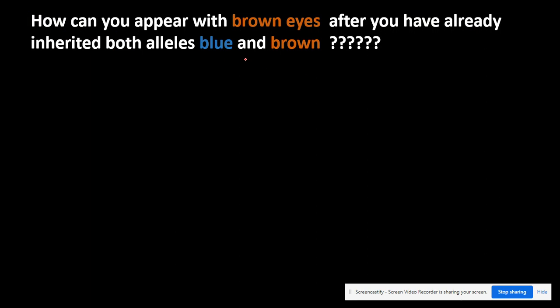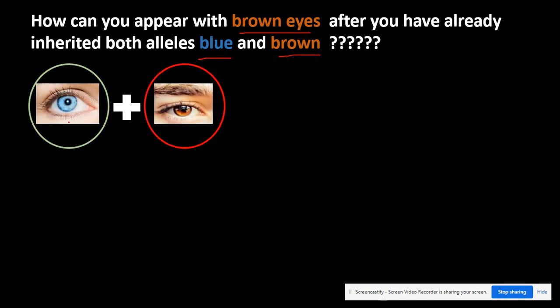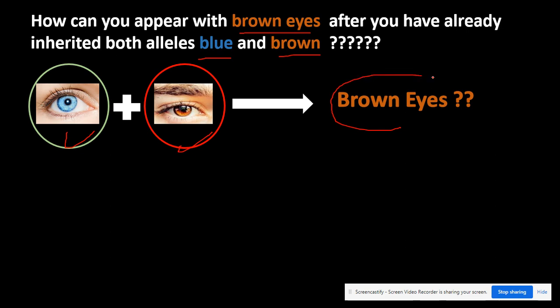Now, a very important question, guys, which I'm sure you always ask yourselves: how can you appear with brown eyes after you have already inherited both blue and brown eye color? So, guys, if you inherited the blue eyes from your mom and the brown eyes from your dad, why do you have brown eyes? If you have both alleles in your genes, you have this from mom and you have this from dad. But why are your eyes brown? Don't you guys ask this question?